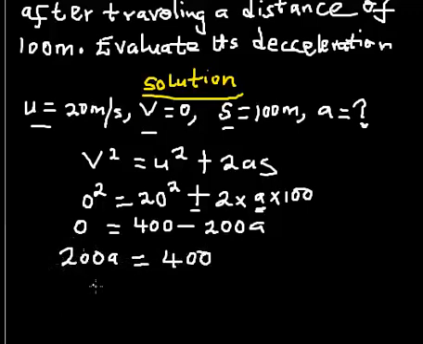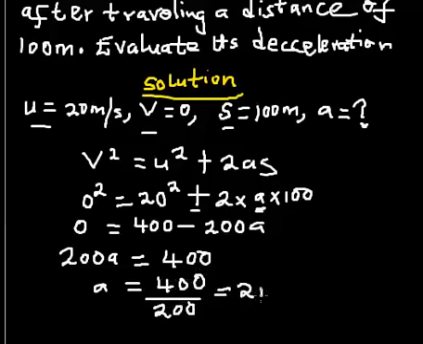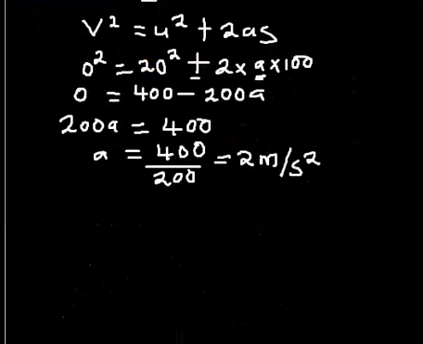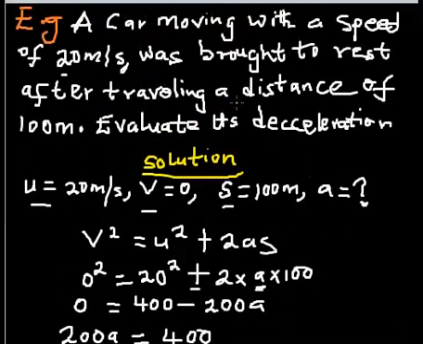So a now is going to be equal to 400 divided by 200, which is 2 meter per second square. 2 meter per second square. I hope that is well understood, right? So the whole idea is this: you look at the question, read it, write down the parameters, and of course choose the equation of motion that will help you solve the question.